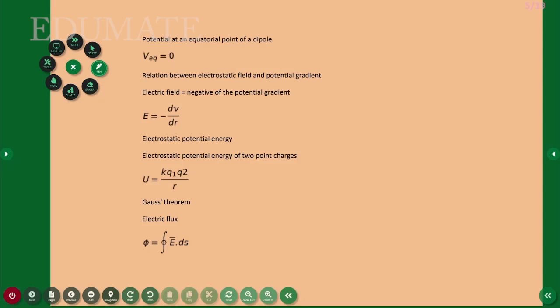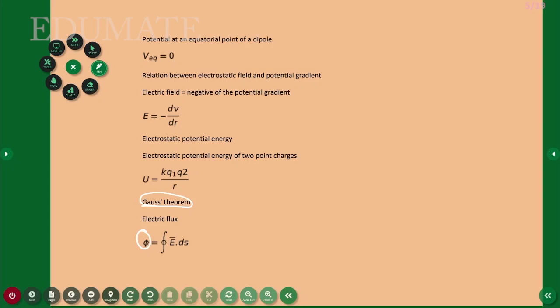The next important theorem related to this chapter is Gauss's theorem. It is very important for you. Gauss's theorem means the electric flux produced at any point near a point charge, usually represented by phi. Then electric flux is equal to the closed integral E·dS.